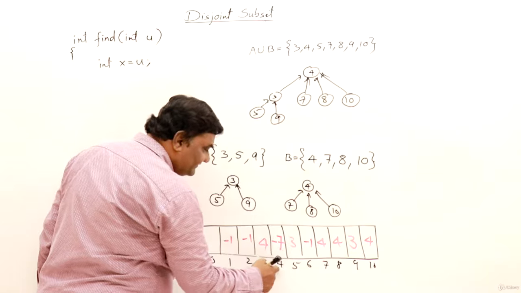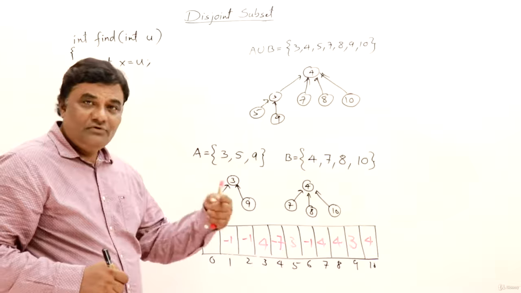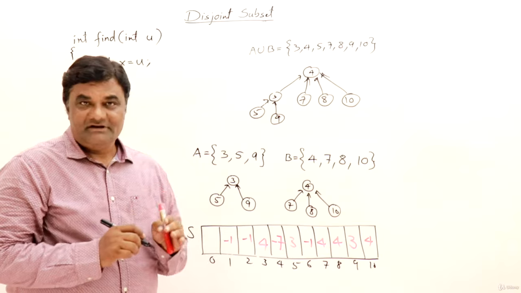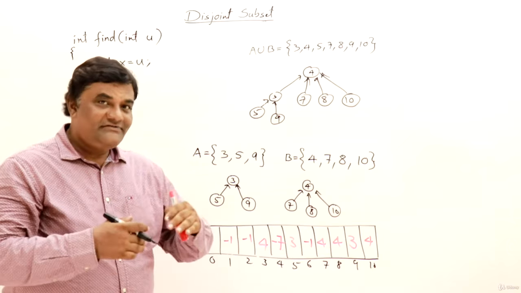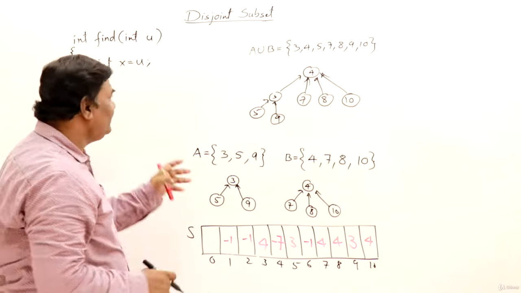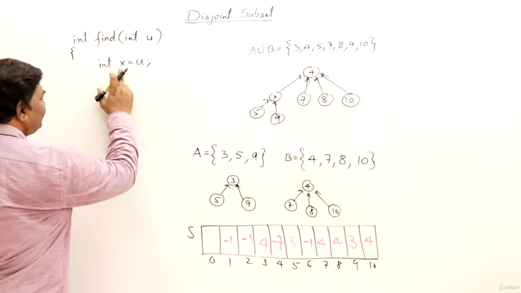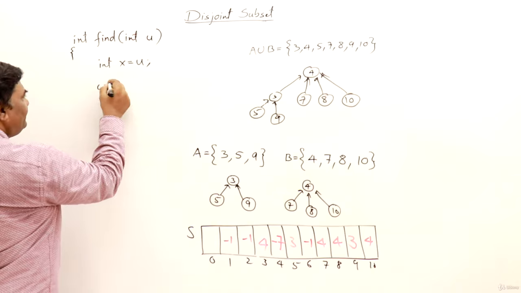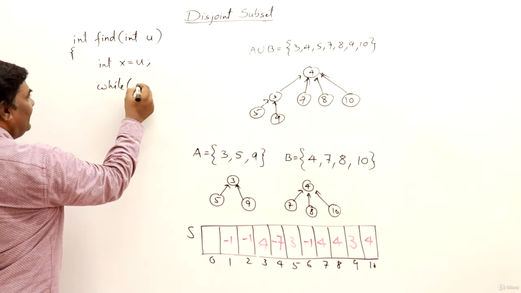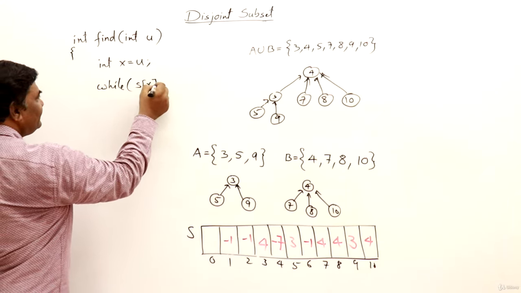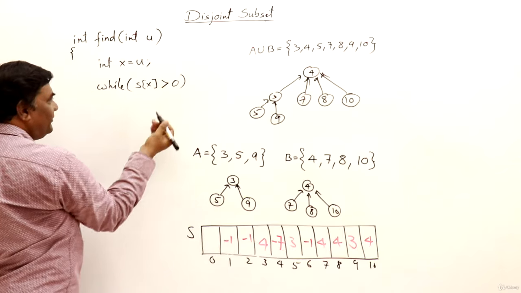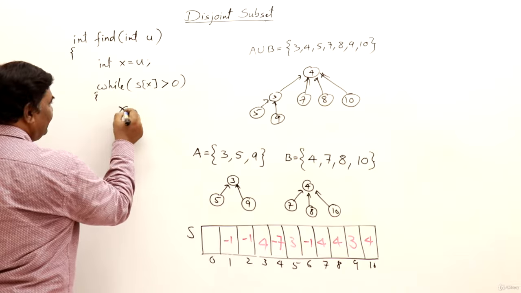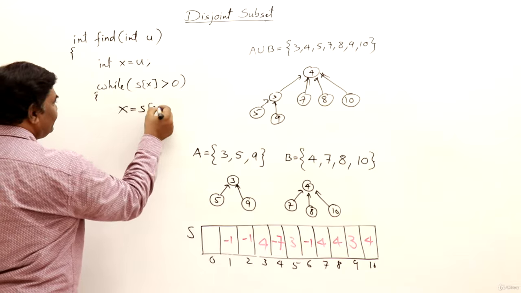Don't take the value, take this one. That's it. So we have to go on taking the value of s until we get a negative number, right? As long as we are getting a positive number, continue. So for that, I have already taken a variable x and I have assigned that u. Now with the help of x, I will do this using a while loop: while s of x is greater than 0, means positive, what to do? Inside x, assign the value s of x.